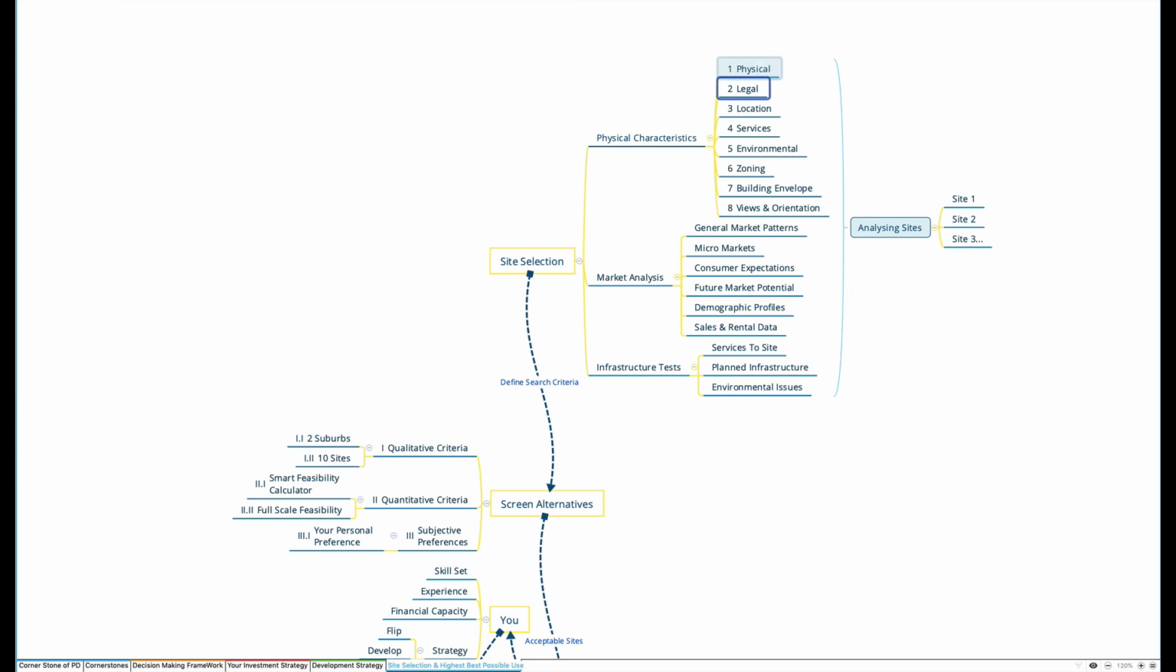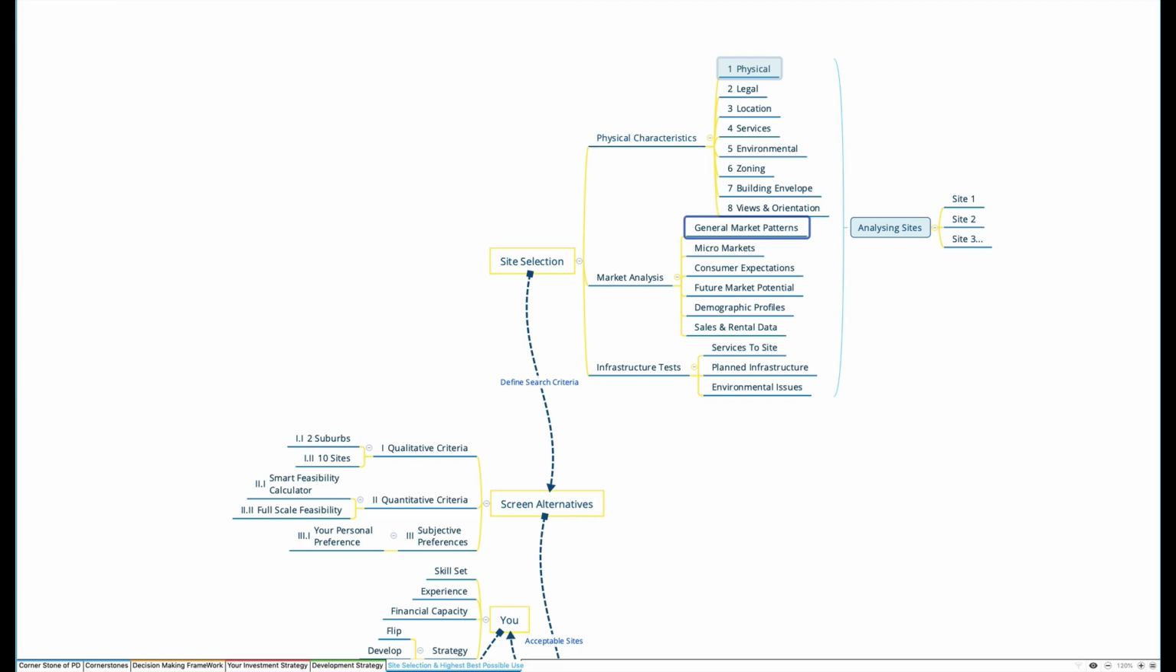What are the legal implications or legal covenants on the site, the location, the services? Is there water coming to the site, is the sewer connected to the site, environmental, and the zonings that the site comes in, because each zoning would come with a different set of restrictions on what you can do on the site, the building envelope, views and orientation. All these things go into the physical characteristics of the site, and you have to know how to analyze each one of them in order to be able to shortlist these sites.